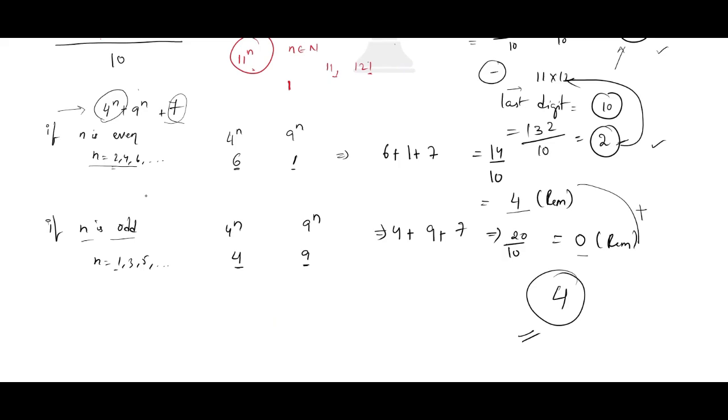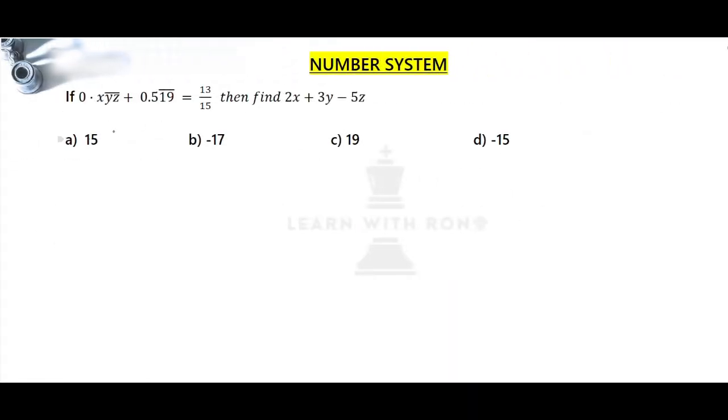Okay, next question. Now, the bar question. So here they have given 0.xyz with bar on yz, plus 0.519 with bar on 19.